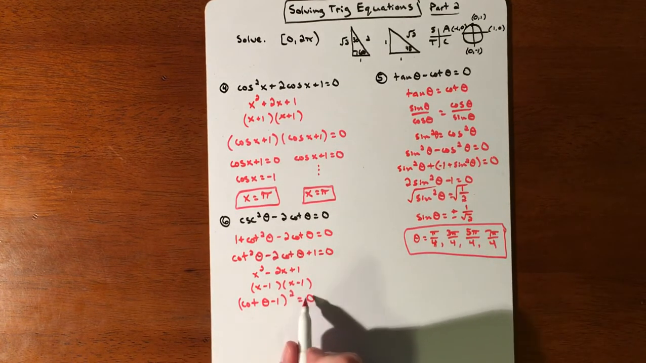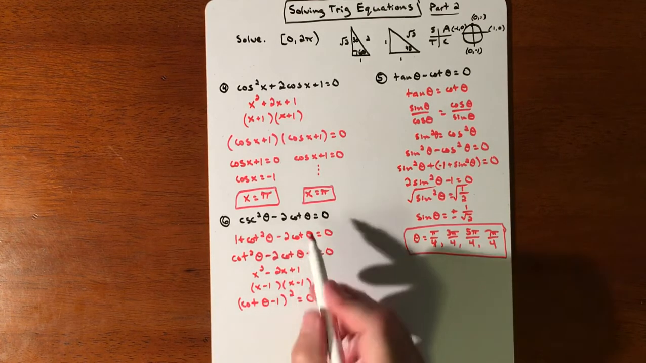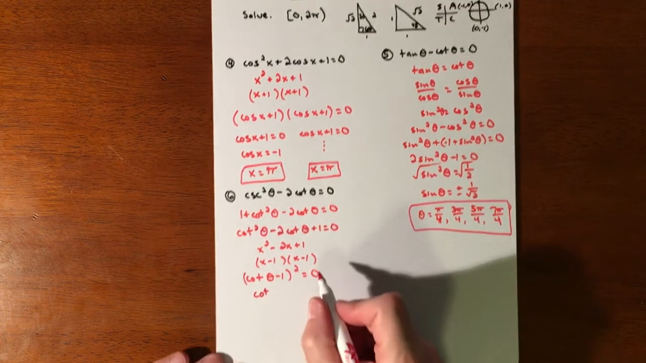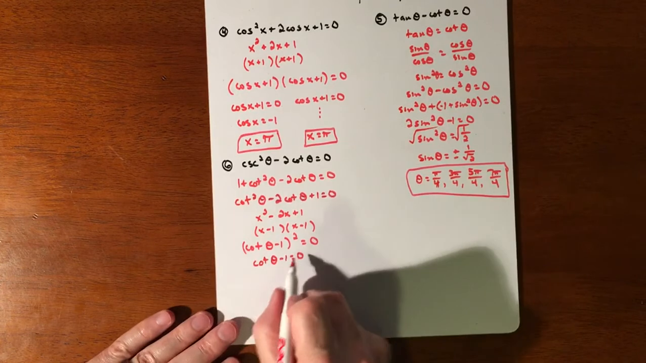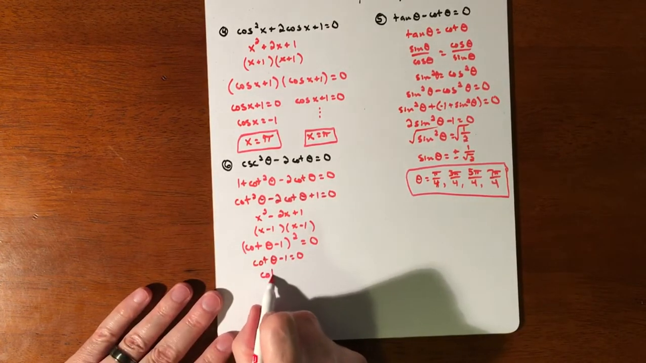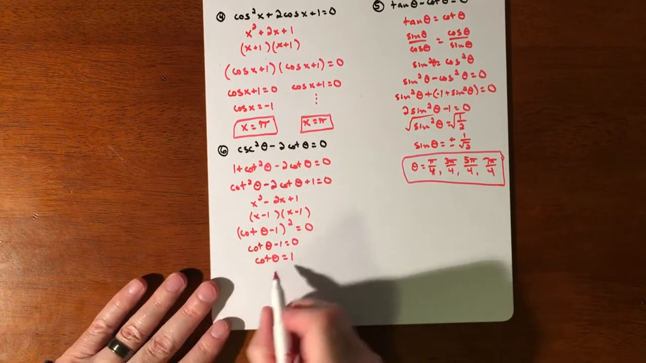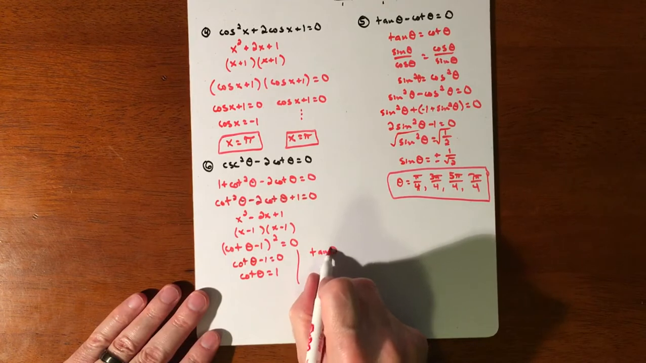So we could square root both sides. It would basically just drop it out. We're going to get the exact same result twice. So it's like a multiplicity kind of a thing again here. So cotangent theta minus 1 is equal to 0. We add 1 over. Cotangent theta equals 1.